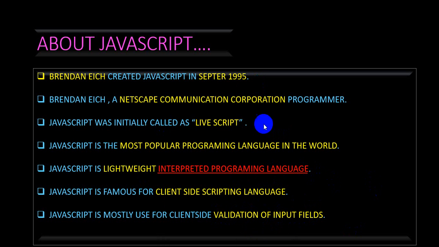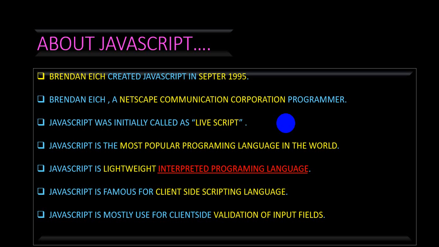So these are some basic features. We have n number of features of JavaScript. In time we will learn different things regarding JavaScript, but for the time being just try to understand JavaScript is a powerful language which is used to validate input fields, and it's supported by most browsers. That's why it's called a universal language.